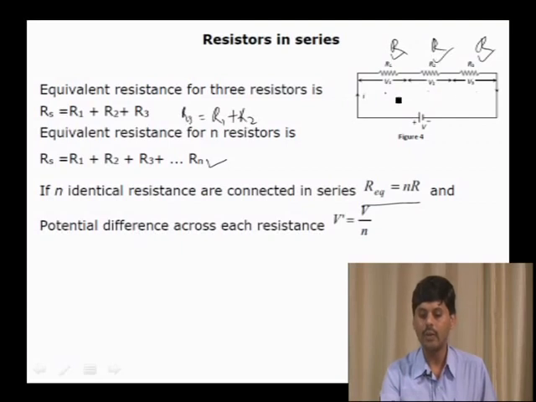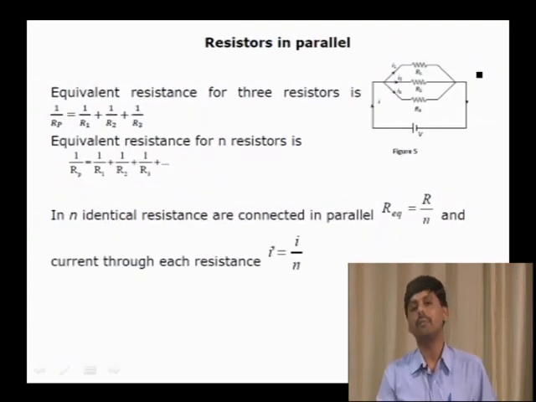How are you going to calculate it? The total voltage is whatever voltage we are given, and the voltage across an individual resistor, V dash, is equal to V divided by n. Suppose you are connecting 3 resistors and the total voltage is 12, 12 divided by 3 gives 4 volts each, meaning voltage is divided equally when equal resistors are connected.